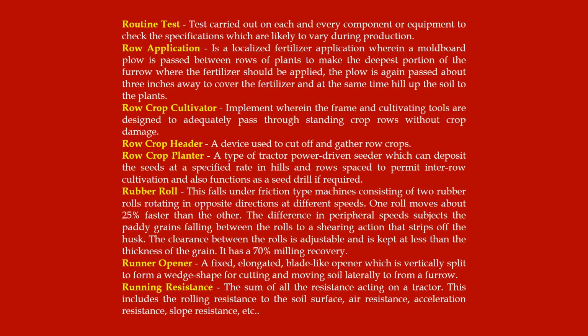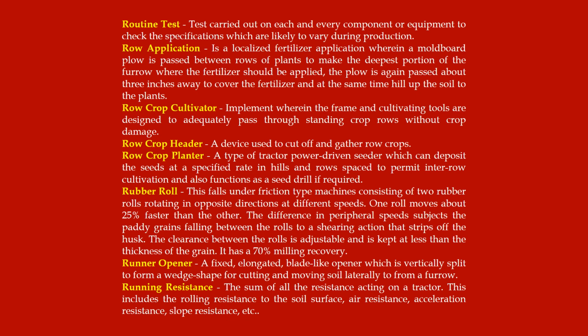Rubber roll. This falls under friction type machines consisting of two rubber rolls rotating in opposite directions at different speeds. One roll moves about 25% faster than the other. The difference in peripheral speeds subjects the paddy grains falling between the rolls to a shearing action that strips off the husk. The clearance between the rolls is adjustable and is kept at less than the thickness of the grain. It has a 70% milling recovery.